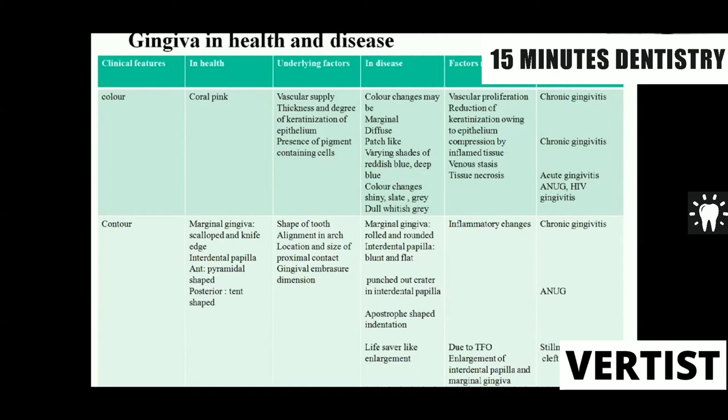Now, whenever chronic gingivitis is present, when the inflammatory changes are there, the marginal gingiva contour changes to rolled and rounded. Interdental papilla becomes blunt and flat. Now, in ANUG, the contour gets changed because of the punched-out crater in the interdental papilla. Now, in Stillman's cleft and McCall's festoons, these lesions are due to trauma from occlusion. There is an enlargement of the interdental papilla and the marginal gingiva. Stillman's clefts are the apostrophe-shaped indentations, and McCall's festoons are the lifesaver-like enlargements.